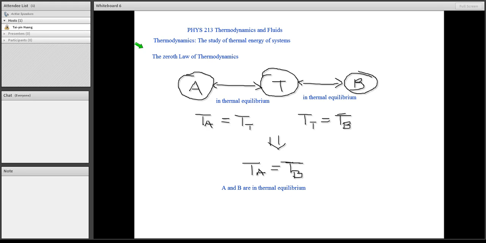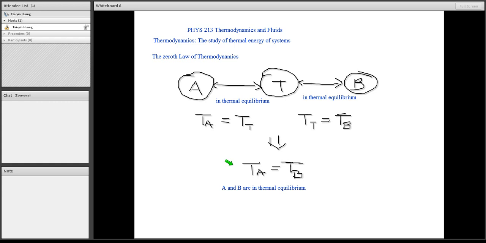It states that when you have an object A, let's say it has a temperature that's called T sub A, and then you have an object T, let's say it has a temperature that is called T sub T. If object A and object T are in thermal equilibrium, which means that the temperatures are equal to each other, so T sub A is equal to T sub T. Now, if object T and object B are also in thermal equilibrium, which means that the temperature of object T is equal to the temperature of object B, then what we can deduce, and this is the zeroth law of thermodynamics, is that object A and object B have to be in thermal equilibrium and the temperatures have to be equal to each other. So this is the zeroth law of thermodynamics.